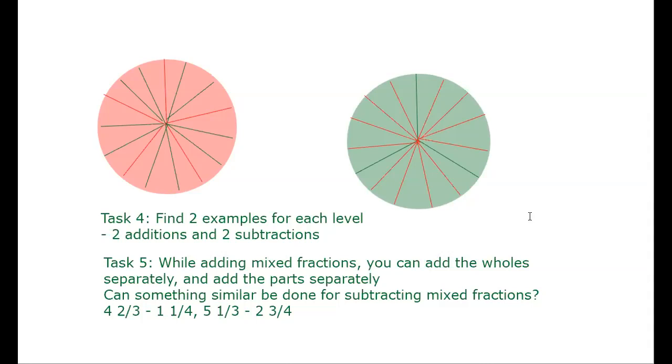But we have to represent the picture also. No, this is fine. But the next problem, 5 and 1/3 minus 2 and 3/4. Can you do the same thing that way? The first one, 4 and 2/3 minus 1 and 1/4, is 4 minus 1 plus 2/3 minus 1/4. This becomes 3 whole, and then whatever you get, 2/3 minus 1/4.